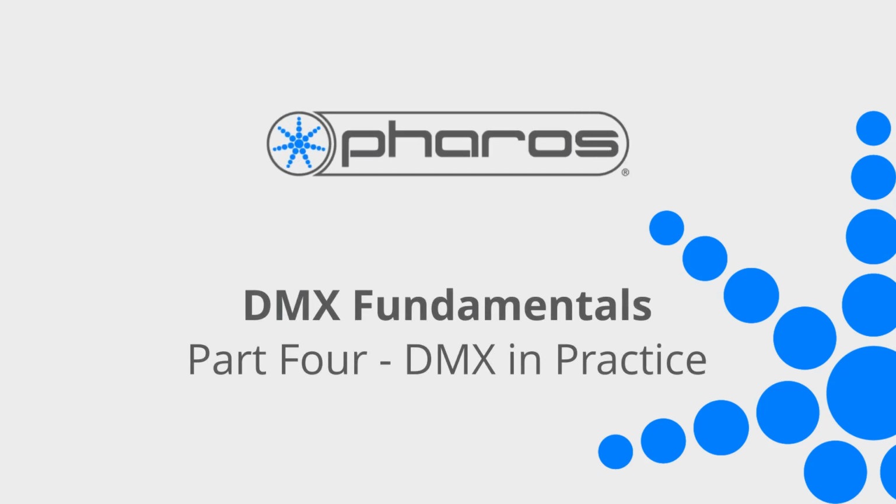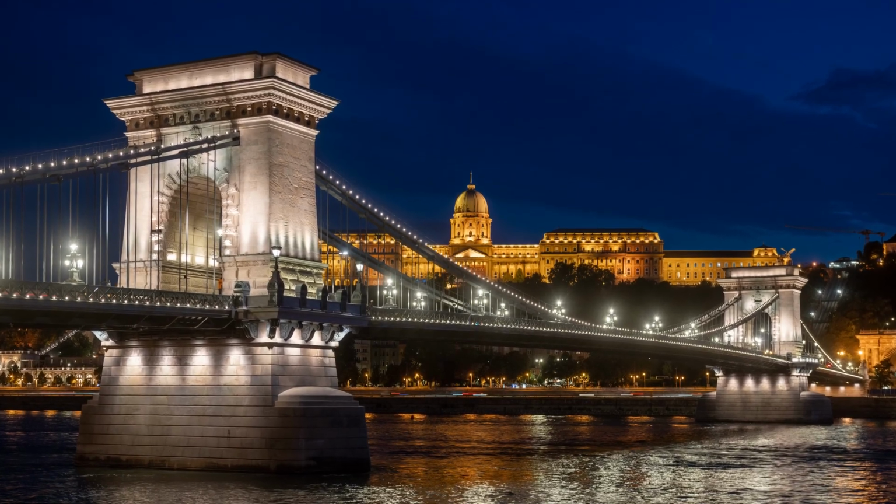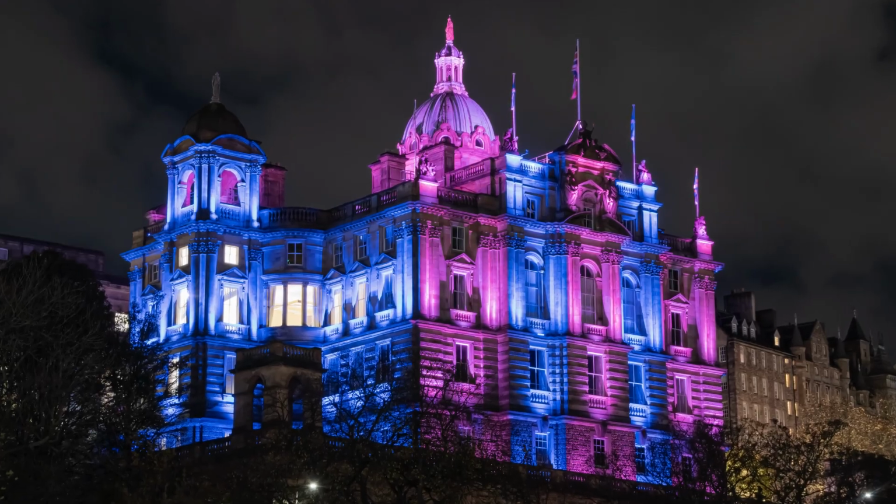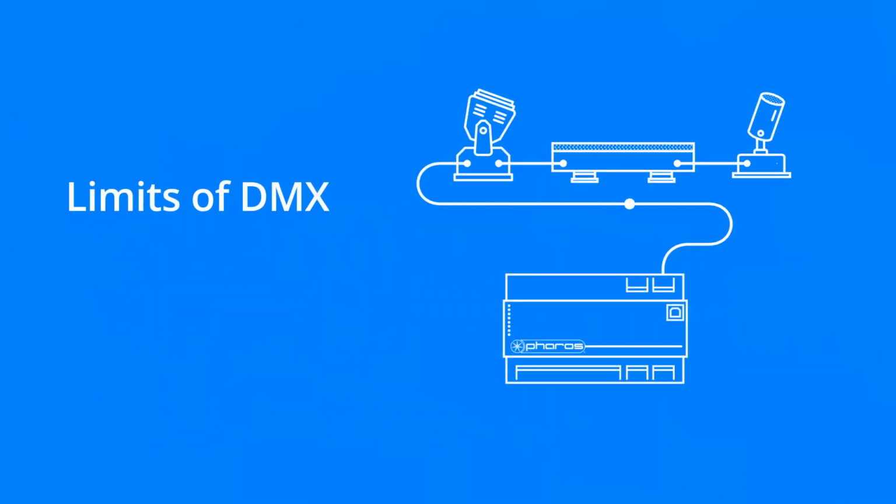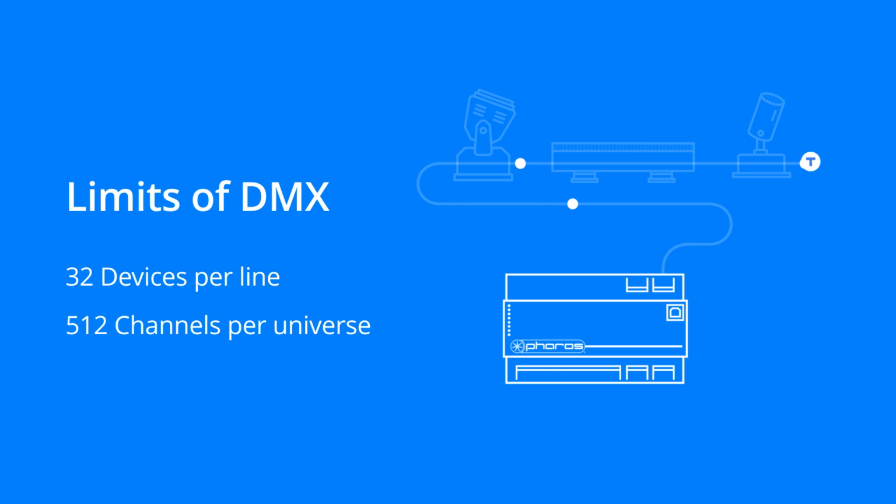In this video, we'll run through the practical steps of setting up an architectural DMX installation. Throughout this process, there are two limits to keep in mind. These are the physical limit of 32 devices on each DMX line, and the data limit of 512 channels on one DMX universe. Let's set up a new DMX installation.